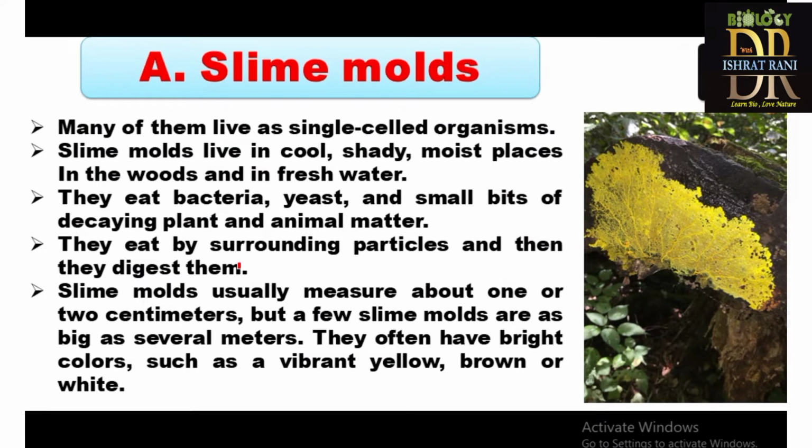Many slime molds live as single-celled organisms. Slime molds live in cool, shady and moist spaces in wood or in fresh water. They eat bacteria, yeast and small bits of decaying plant and animal matter. They eat surrounding particles and then digest them. Slime molds usually measure about 1 to 2 centimeters, but a few are as big as several meters. They often have bright colors such as vibrant yellow, brown and white.